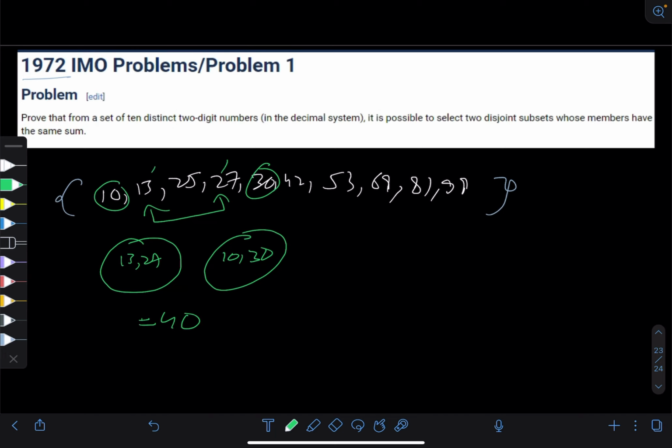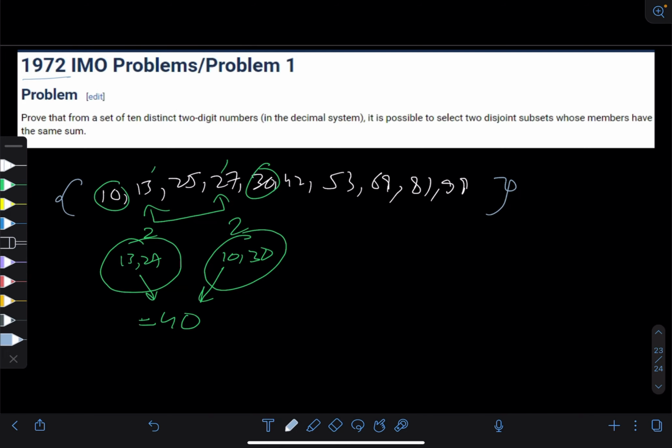Now, the surprising thing is that no matter how you choose the 10 two-digit numbers, there will always be two disjoint subsets such that their sum is the same. And it doesn't have to be that there are two members here or two members there. It can be any number of members. The problem sort of suggests that we can somehow use the pigeonhole principle.